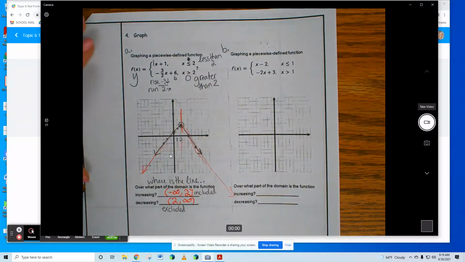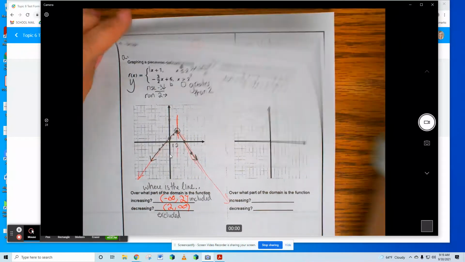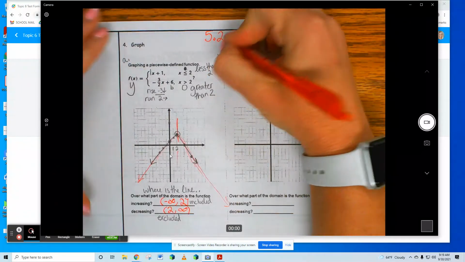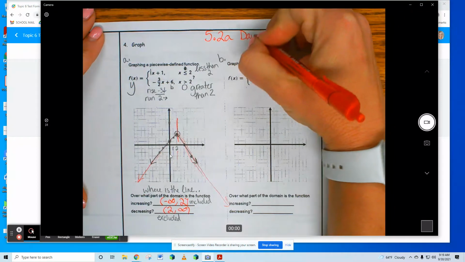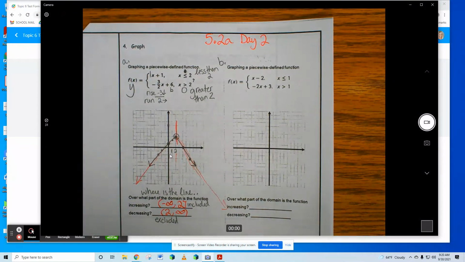All right, so this is 5.2a, but I'm calling this day 2 because I'm separating 5.2 into 2 separate days. Okay, so piecewise functions. I have 2 pieces of graphs. I need to graph both of them and decide what the restrictions are and how to graph the restrictions. I highly recommend you use pencil right now because we do erase some of the line.